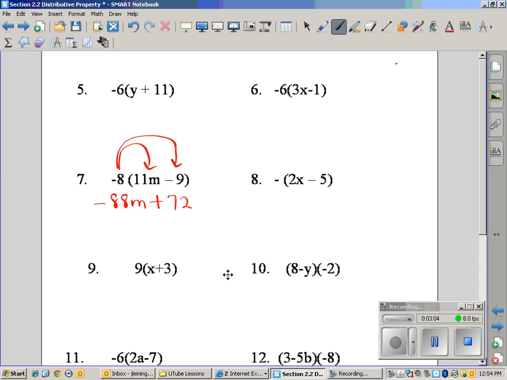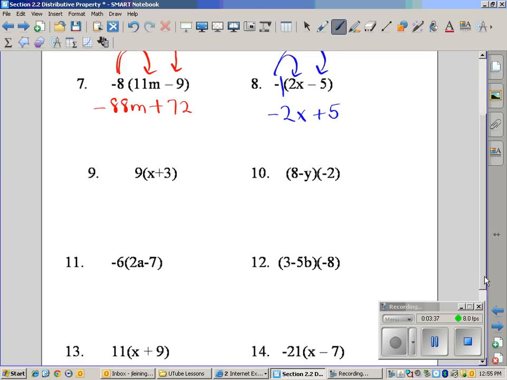Number 8's an interesting problem because I don't see a number outside. I see a negative sign, but I don't see a number. Well, this is what I call the ghostly 1. There really is a number there. It's just the understood 1. And if it helps you to add the 1 now, before you do your distribution, I think that would be a great idea. Negative 1 times a positive 2x is a negative 2x. A negative 1 times a negative 5 is a positive 5. And now you're done.